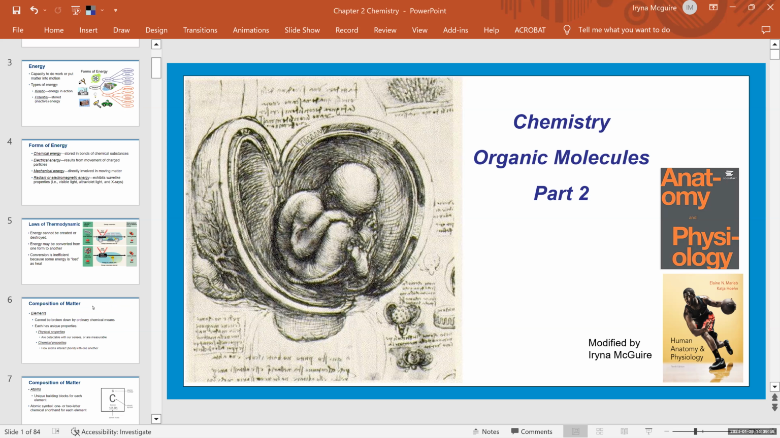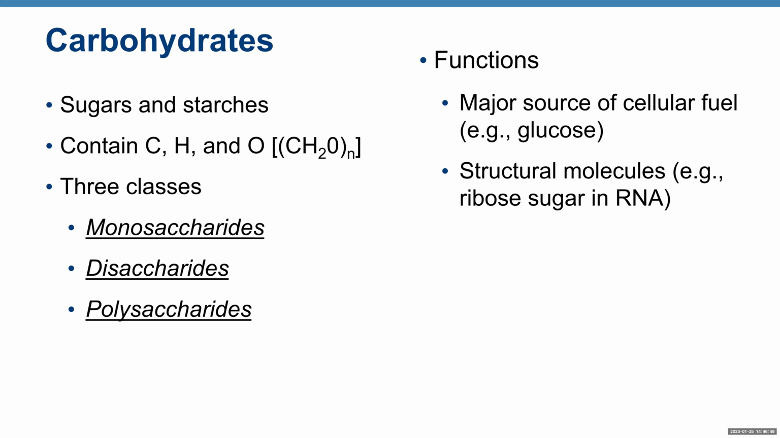There are 3 classes of carbohydrates: monosaccharides, disaccharides, and polysaccharides. And major functions include energy. So it's a major source of cellular fuel, for example, glucose, and structural materials. For example, ribose sugar in RNA, or in DNA, you have deoxyribose. So not only do you use sugar as a source of energy, and carbohydrates are the preferred source of energy for your cells, but you also use sugar to make hereditary material such as DNA.